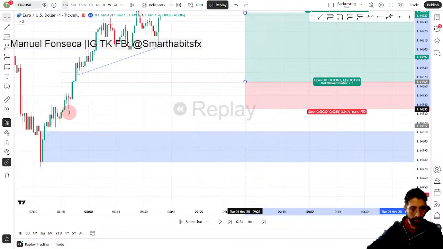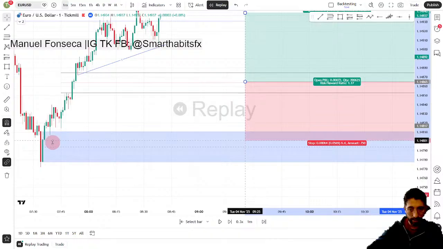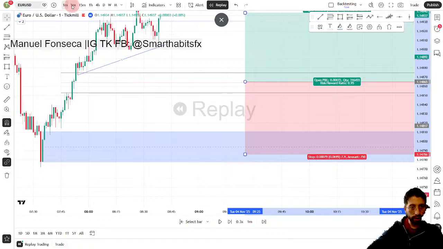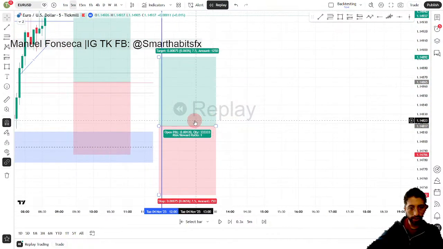But 3 points, 3 pips is super small. So for me, I'm gonna put here 6 plus 3, 9. No, I think 8. 8 will be fine. That's it. So I'm risking 2 orders here. And of course, I will change the lot size.